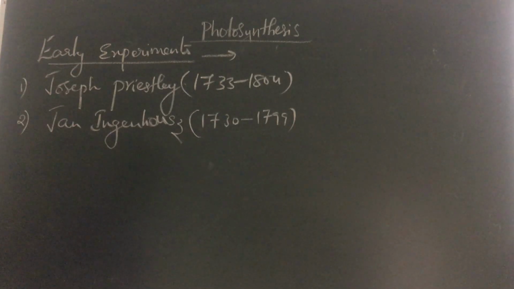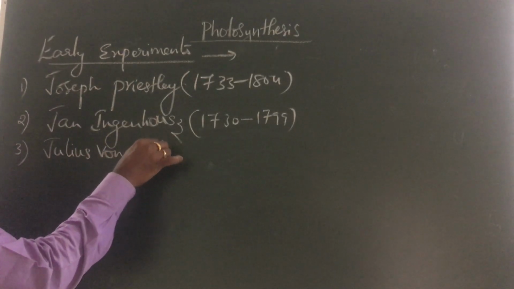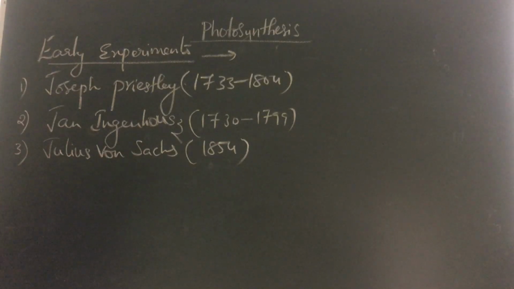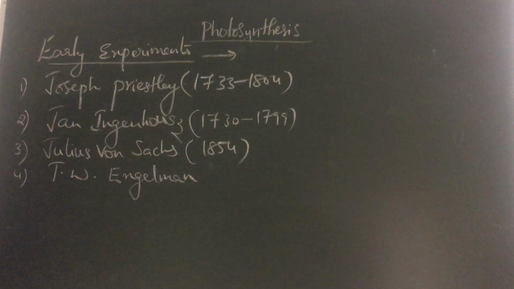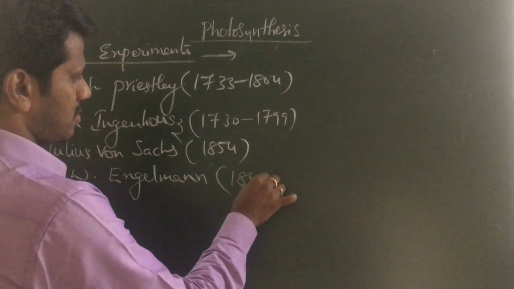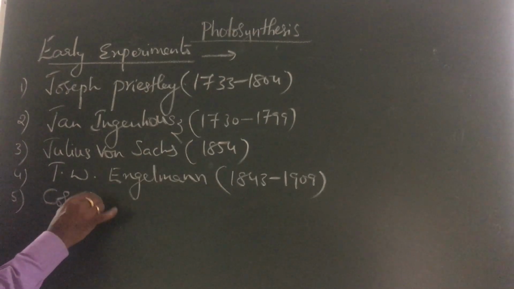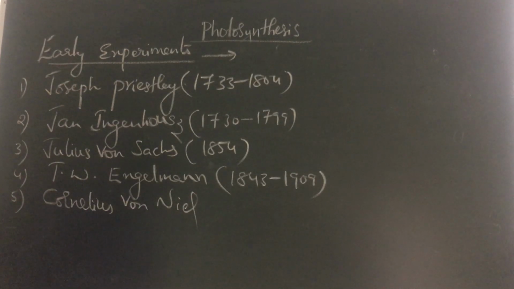Next, Julius von Sachs in 1854. Next, Engelmann, T.W. Engelmann, 1843 to 1909, his experiment regarding photosynthesis. Next, Cornelius van Niel, 1897 to 1985.